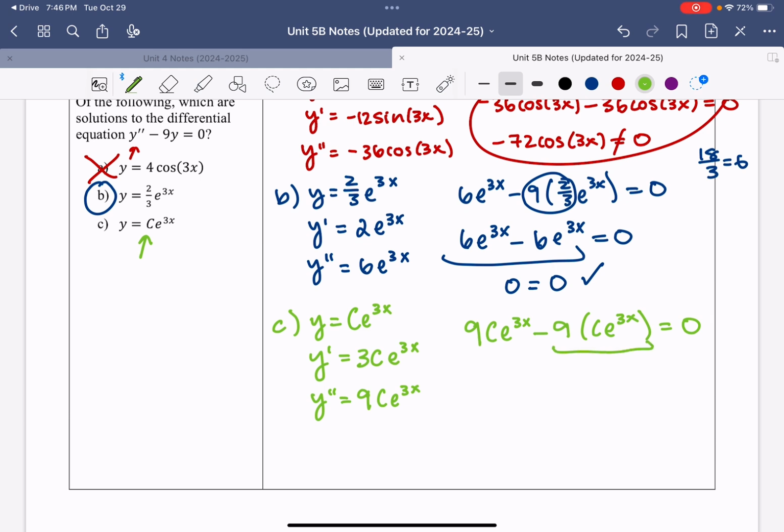I do see here that I have a 9C e to the 3x. I'm subtracting that from a 9C e to the 3x. So my left-hand side does become 0, so 0 is equal to 0. So C is also a solution to our differential equation.